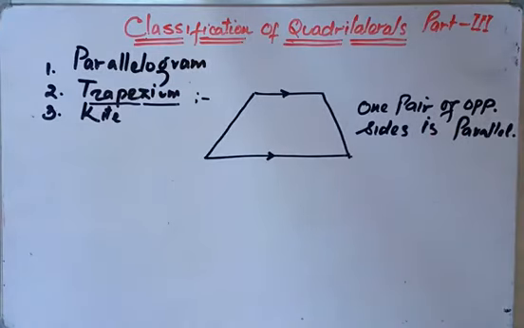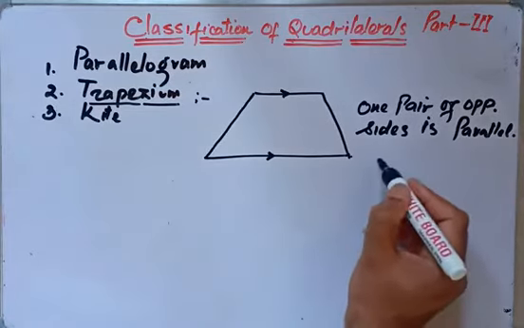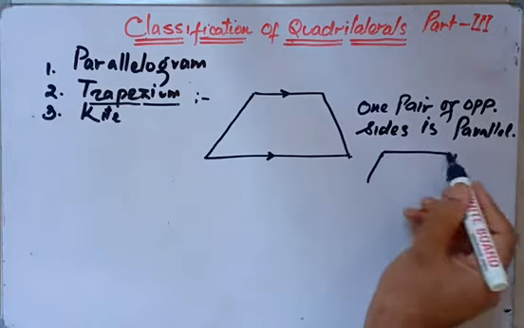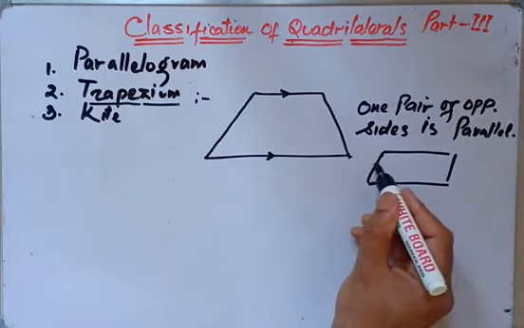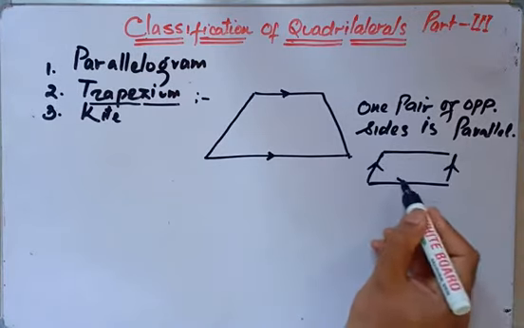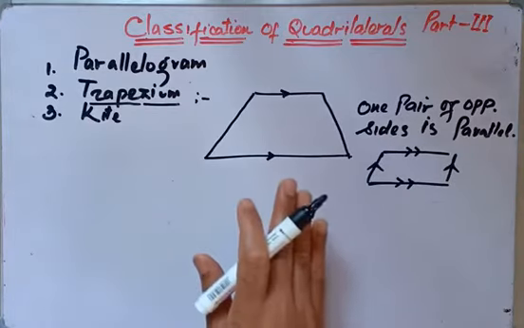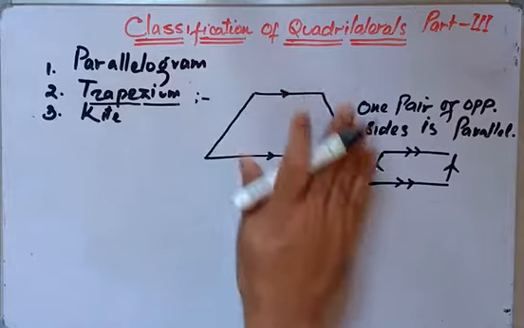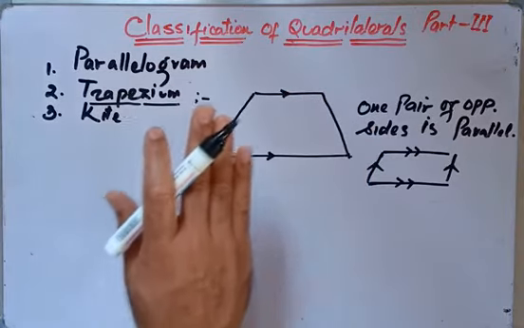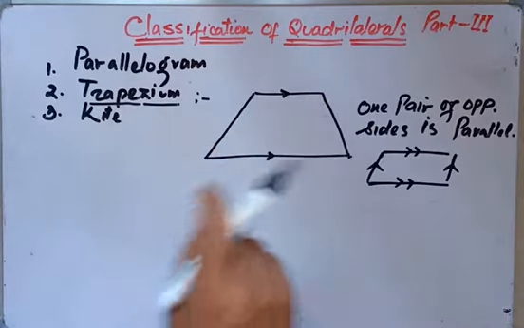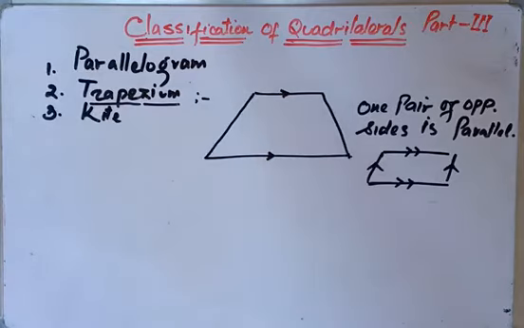So a trapezium is different from a parallelogram. In a parallelogram you can see that this side is parallel to this and this side is parallel to this side. In a parallelogram, both pairs of opposite sides are parallel, but in the case of a trapezium, only one pair of opposite sides is parallel.